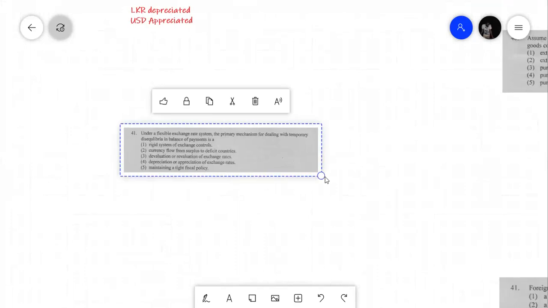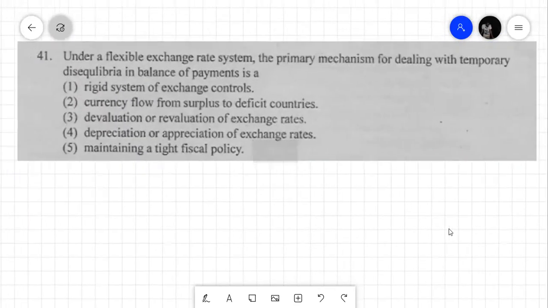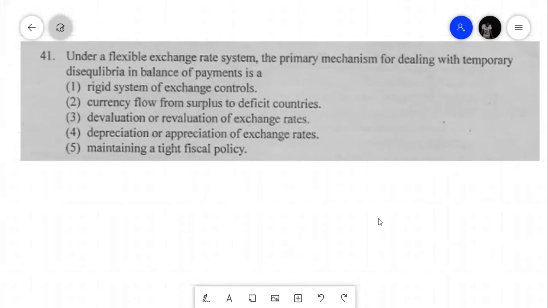Okay, 41. Under a flexible exchange rate system, the primary mechanism for dealing with temporary disequilibria in the balance of payments. What do you think? Rigid system of exchange controls, currency flow from surplus to deficit units, devaluation or revaluation, depreciation or appreciation, maintaining a tight fiscal policy. This is a flexible exchange rate system.